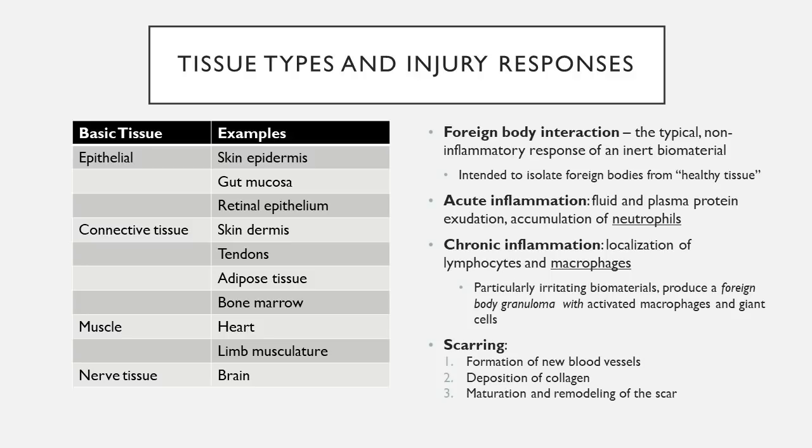Now, a special type of chronic inflammation results in the formation of foreign body granulomas, which are the result of activated macrophages and other multinucleated giant cells organized around a particular irritating focus. Afterwards, during normal healing and wound repair, there's the generic scarring formation, which is the result of formation of new blood vessels through angiogenesis, deposition of collagen, and the maturation and remodeling of the scar itself.